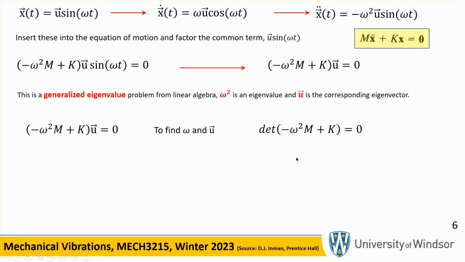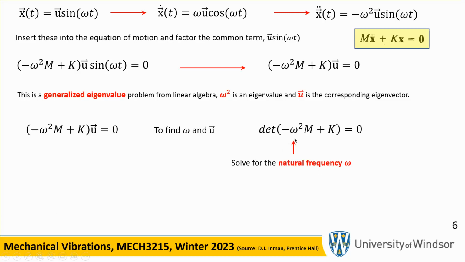That's exactly the kind of thing that we did when you took your linear algebra class. You said determinant of A minus lambda I. Okay? But that was a standard eigenvalue problem. This is a generalized eigenvalue problem. Therefore, that's why I don't see an I here. I see an M. And the thing that was called lambda is omega squared. That's okay. That's all right.